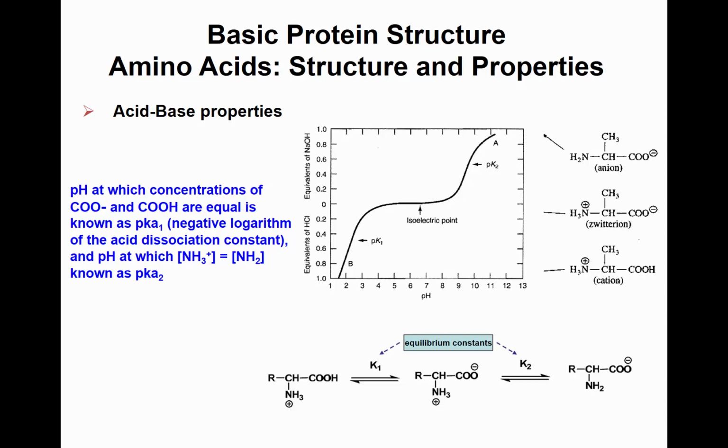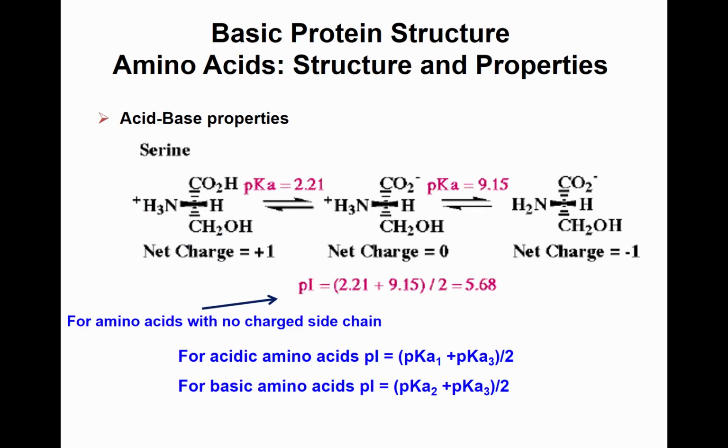Yes. So the acidic and basic amino acids will have a third pKa. That would be due to their additional carboxyl or additional amine group. So here's an example of an amino acid, serine. The pI of serine is equal to 5.68.